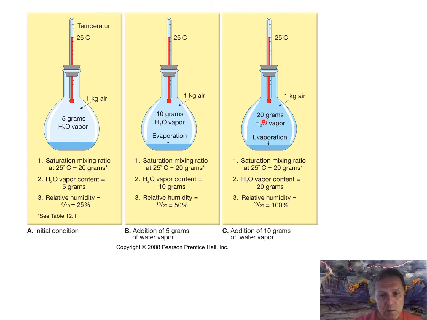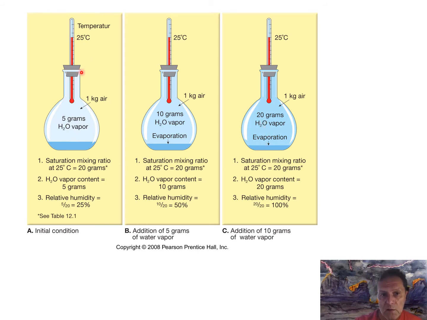the saturation point of air in this flask is 20 grams of water vapor. That means when there's 20 grams of water vapor in this flask as compared to 1 kilogram of air, that is saturation of that air in the flask. The air can accept no more water vapor. It's saturated. That leads to the concept of relative humidity.